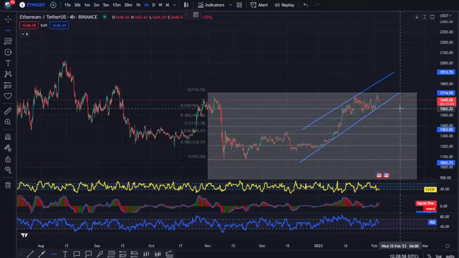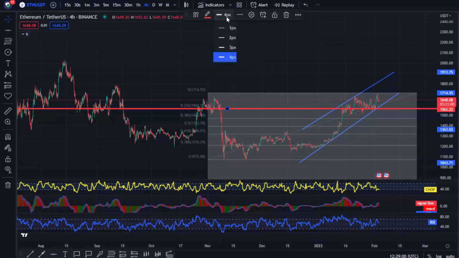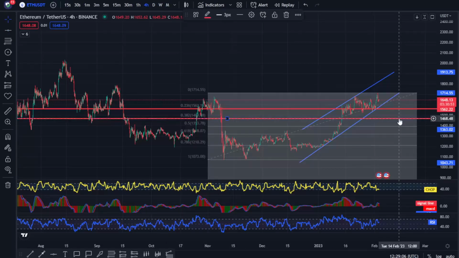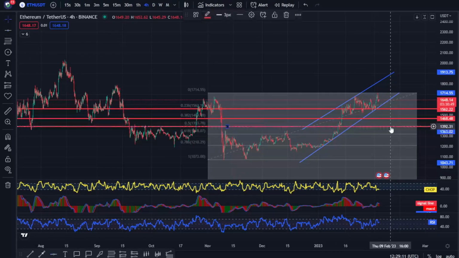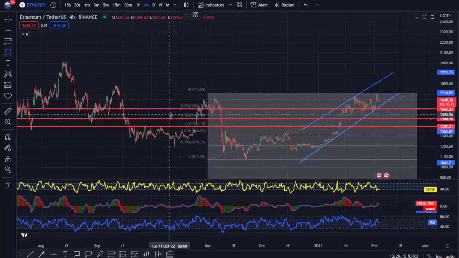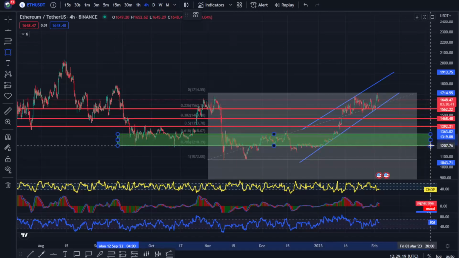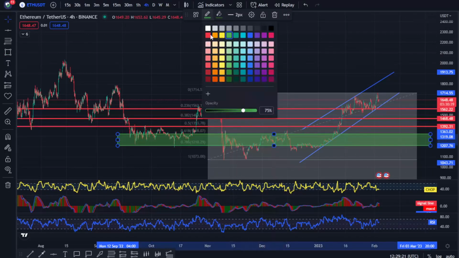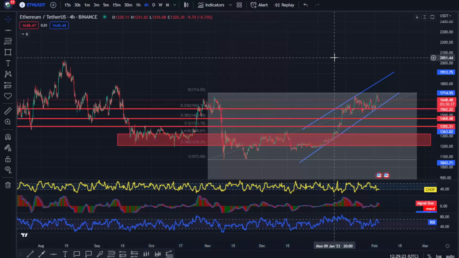And as you can see, we have the first support at $1,562, the second support at $1,468, the third at $1,392. And then we can mark the strong support zone from $1,319 to $1,208.